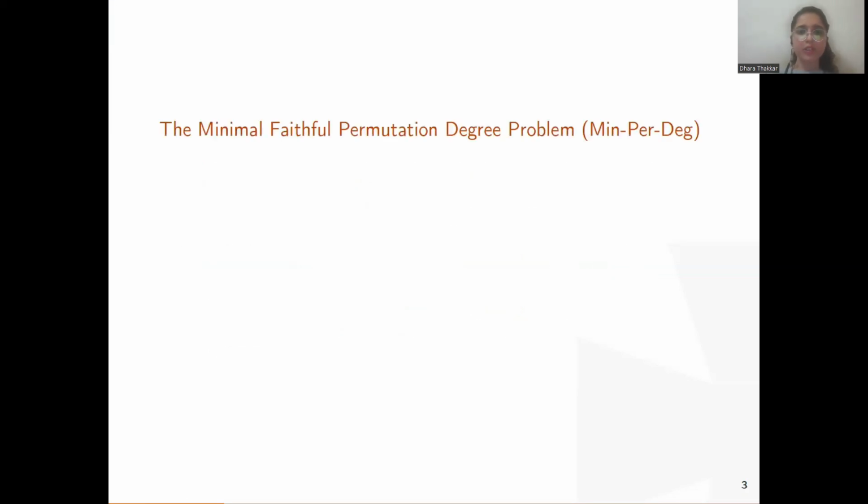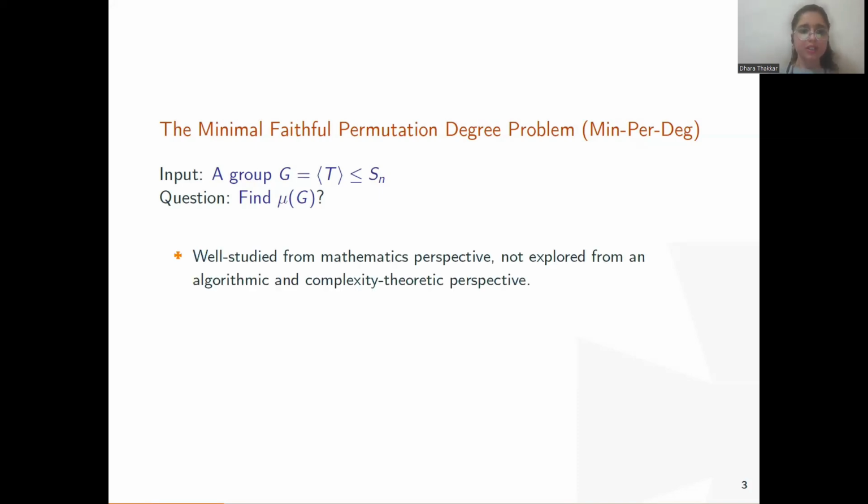So in this talk, we will consider this problem, which is called the minimal faithful permutation degree problem. We call it MinPerDeg, where we are given a group G as an input. It is given by a generating set, say T. And the question is, we want to find μ(G), the least positive integer m, such that G could be embedded into Sm. So this parameter μ(G) has been well studied from a mathematics perspective, but it has not been explored from an algorithmic or complexity theoretic perspective.